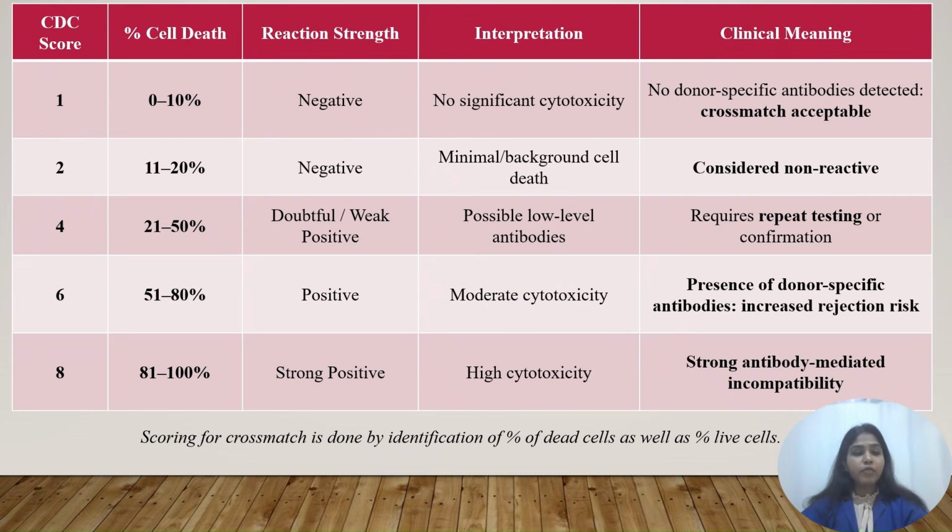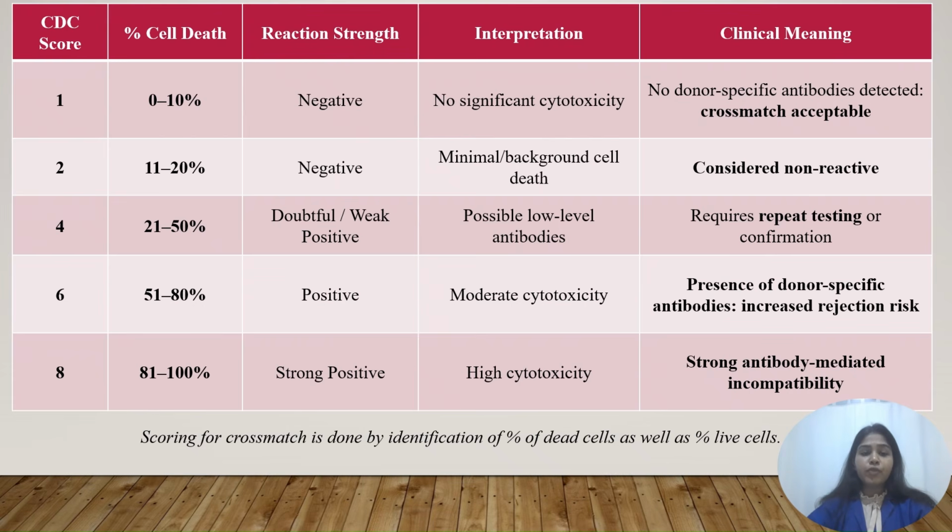Here is the scoring for the CDC crossmatch. CDC score number 1 is 0 to 10% cell death. The reaction strength is negative here. There is no significant cytotoxicity and no DSAs detected. That is why the crossmatch is acceptable. For CDC score number 2, there is 11 to 20% cell death. That means the reaction strength is negative. There could be background cell death and it is considered non-reactive.